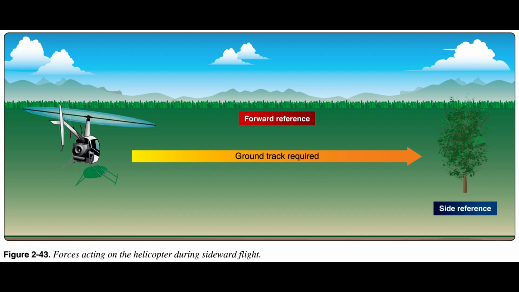Just as in forward flight, the collective keeps the helicopter from contacting the ground and the pedals help maintain the correct heading. Even in sideward flight, the tail of the helicopter should remain behind you. Inputs to the cyclic should be smooth and controlled, and the pilot should always be aware of the tip path plane in relation to the ground. Figure 2.43.